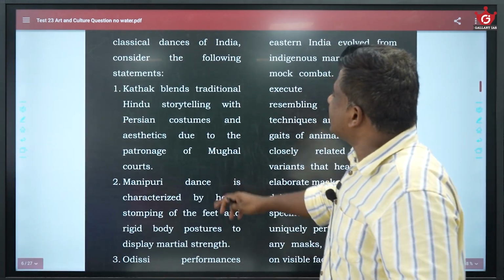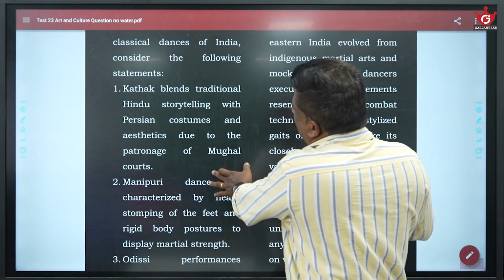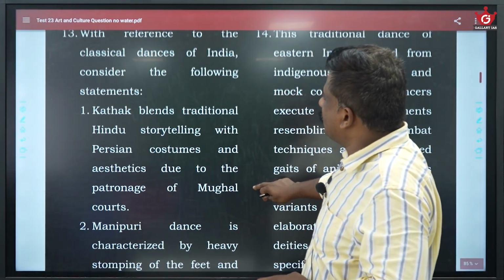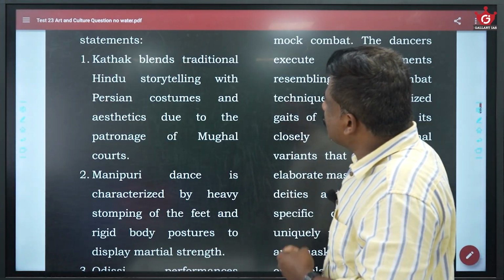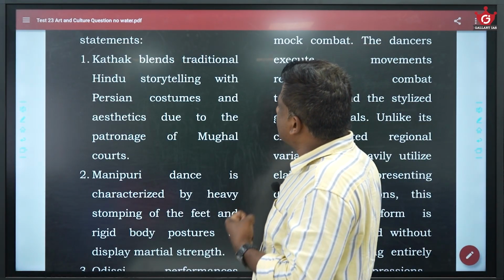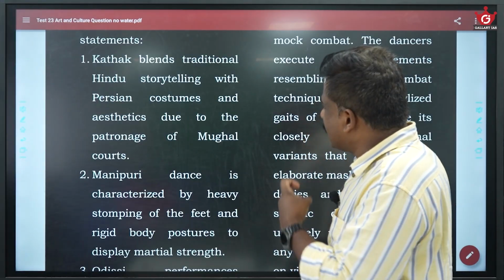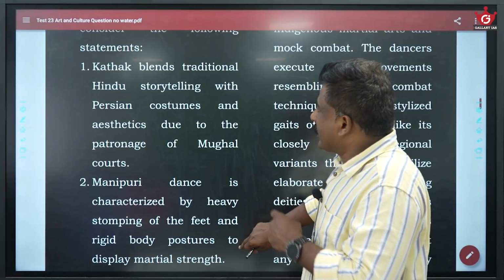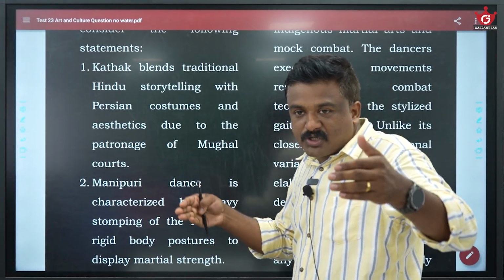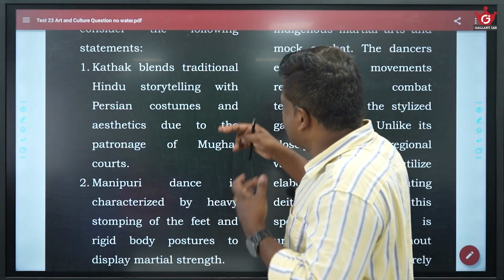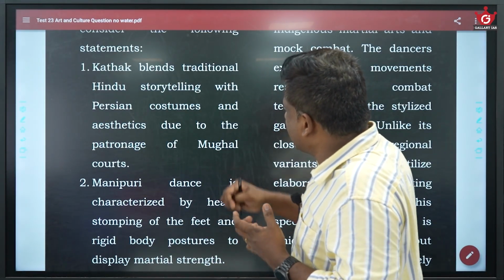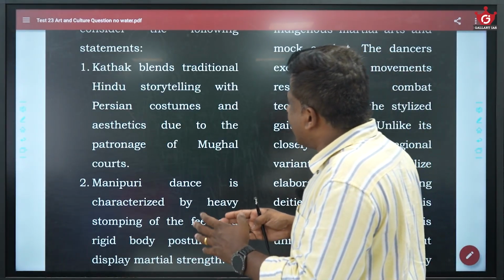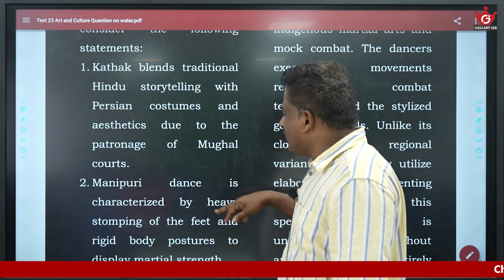With reference to classical dances of India, consider the following. Kathak blends traditional Hindu storytelling with Persian costumes and aesthetic due to the patronage of Mughal courts. Okay, Kathak: Wajid Ali Shah was the biggest patron. You remember? Wajid Ali Shah was the biggest patron of this Kathak dance. It's a blend of traditional Hindu storytelling with Persian costumes and aesthetic due to patronage of the Mughal court.